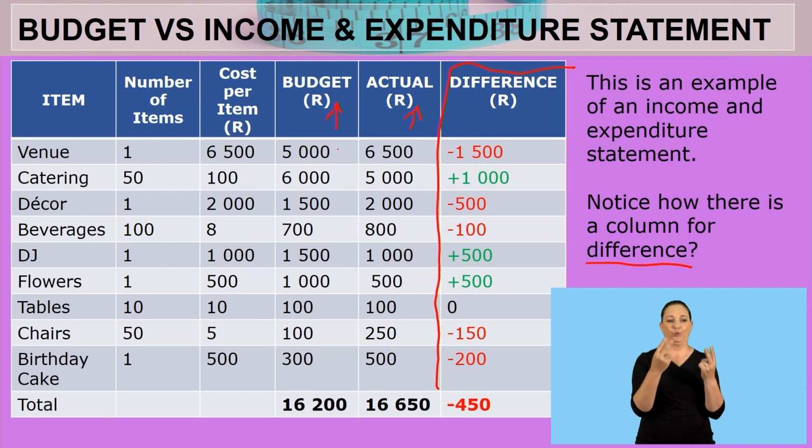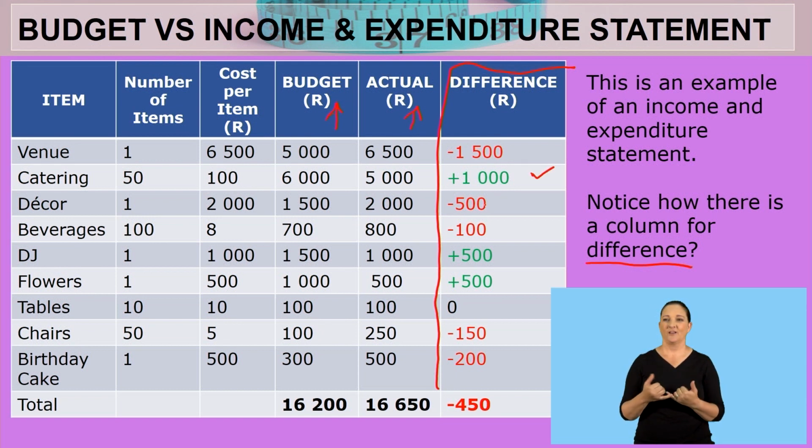We budgeted an initial amount of 5,000 Rand. We actually spent 6,500 Rand. The difference is a negative 1,500 Rand. I've put it in red as well to show that we actually spent too much money there. But catering, we budgeted 6,000 Rand. We actually spent 5,000 Rand. So we spent 1,000 Rand less than we thought we would. And that's a good thing.